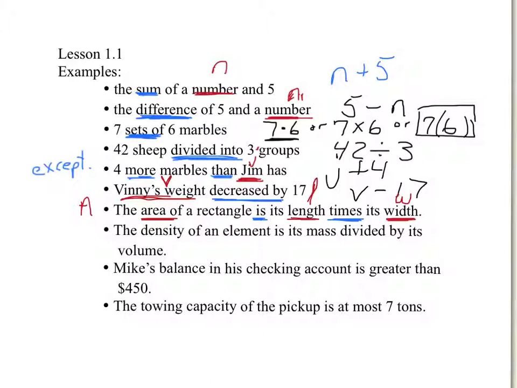When I go to write this, I just write the way it says: area of a rectangle, and you can put a little subscript on it if you want. I do that sometimes. "Is" would be equals, length times width. Since these are both variables, I could have also just put LW, and that would have represented length times width.